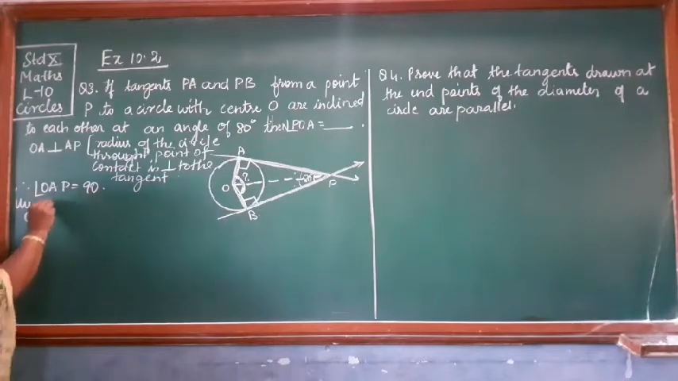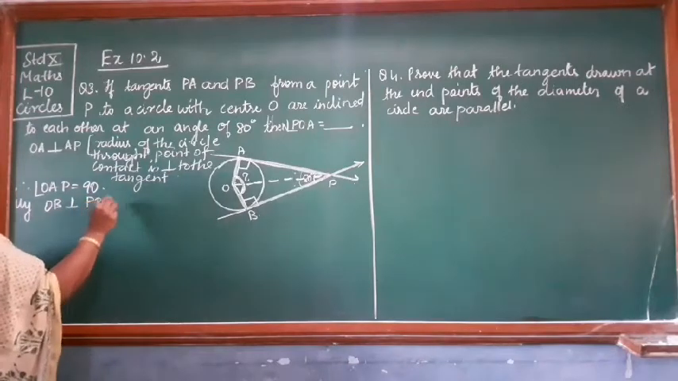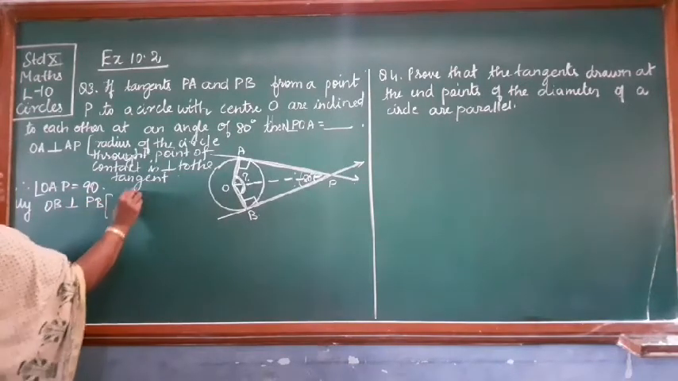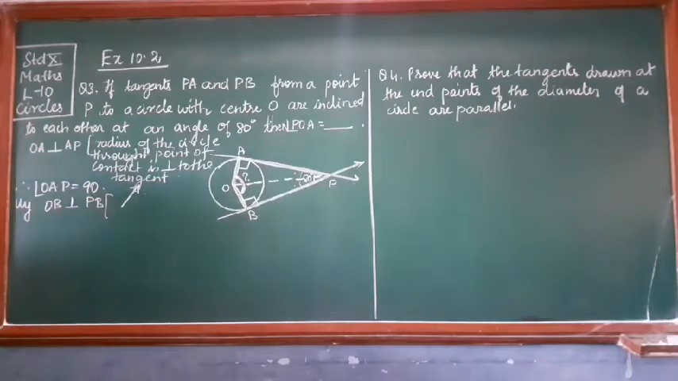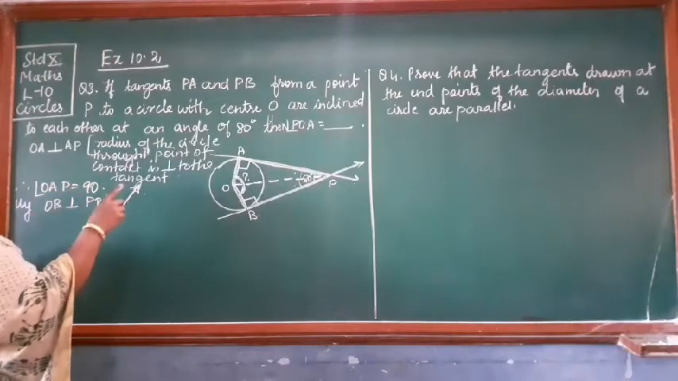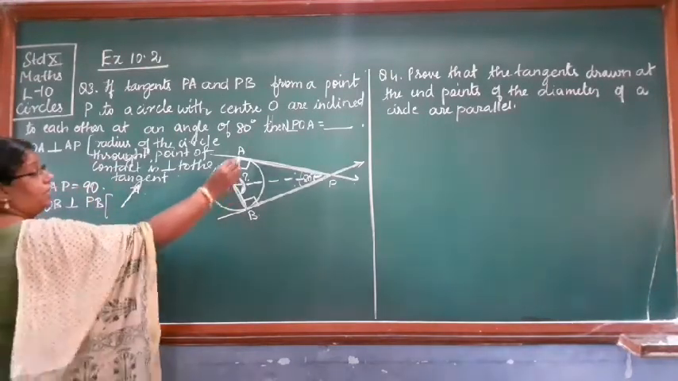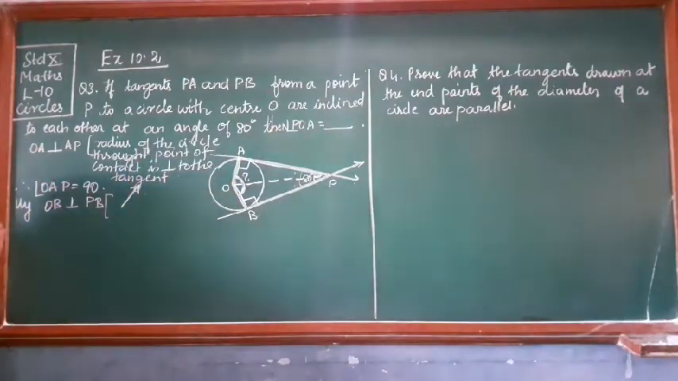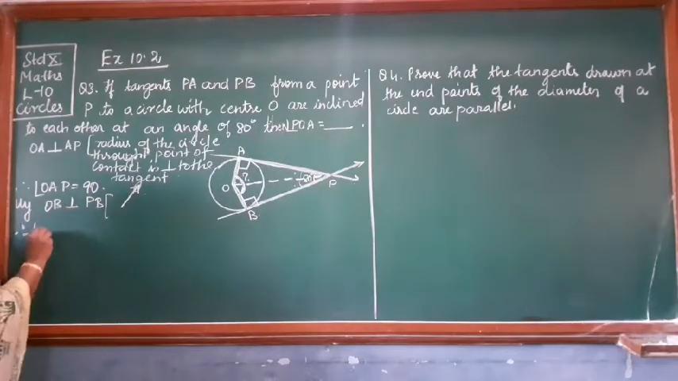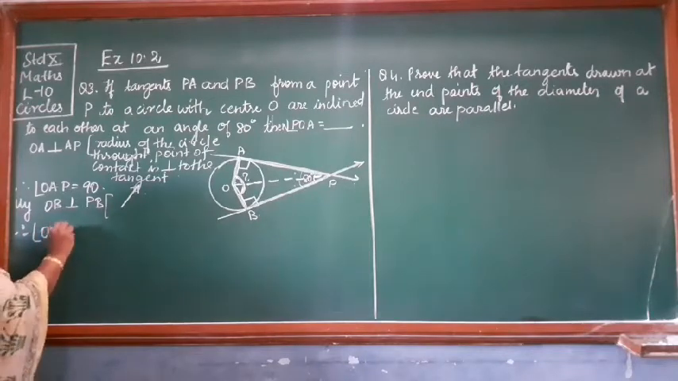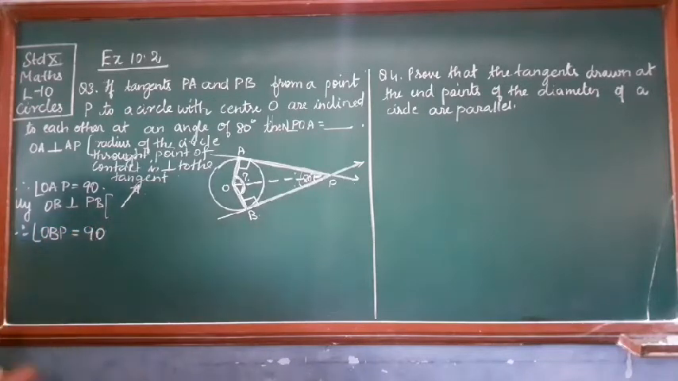Similarly, OB is perpendicular to PB. Again, the reason is same. Okay, I'm just putting an arrow, you will write the same reason. The radius passing through that point of contact of the tangent will be perpendicular to the tangent. So OB is perpendicular to PB. So therefore, what can we write? Angle OBP, that is also equal to 90 degree.